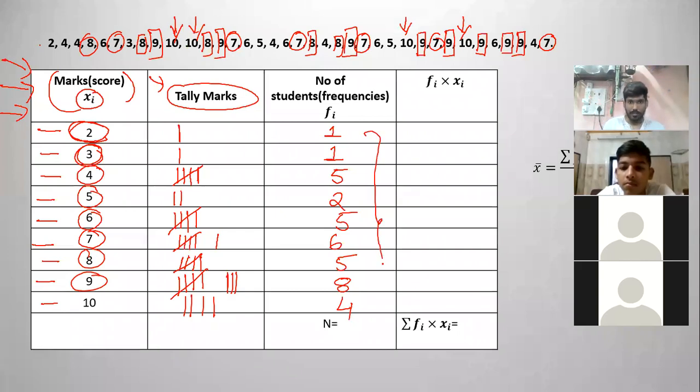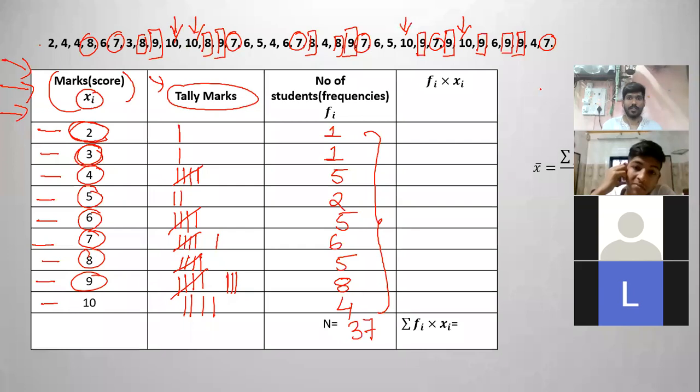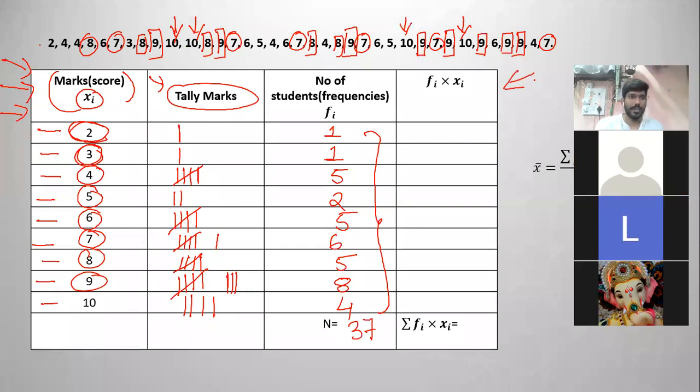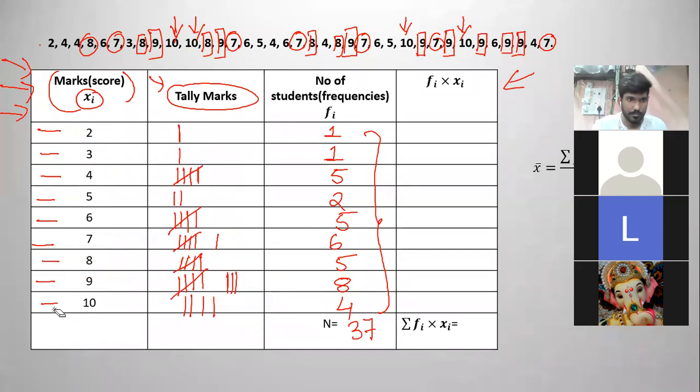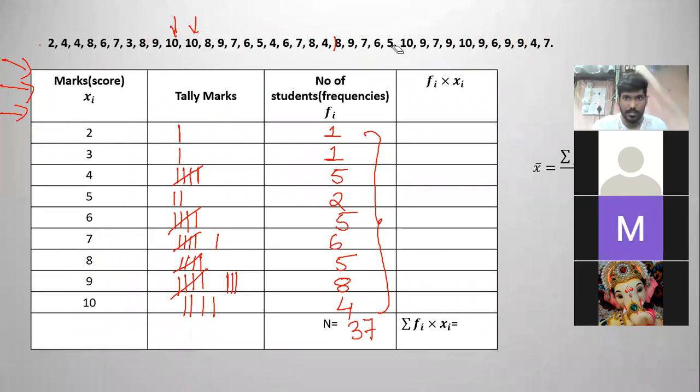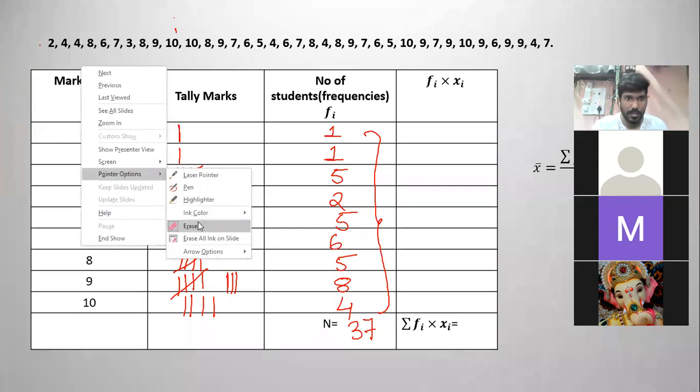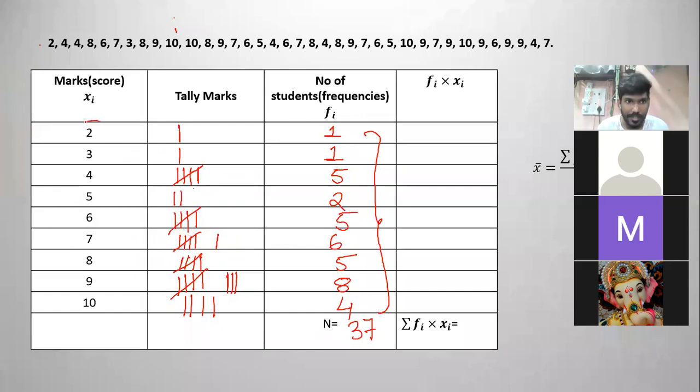Now you add up all of this. This will be 37. And now this last column. What do we have to do in this last column? You have to multiply them. You have to multiply these x values with these frequency values. These values we got are called frequencies and are denoted by f. In this last column, you have to multiply both.